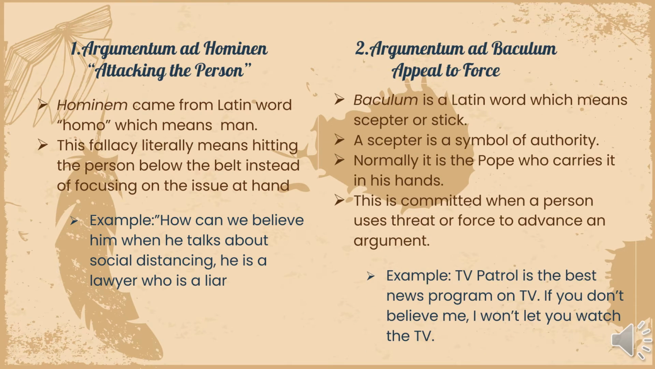Number 1 fallacy is argumentum ad hominem, or attacking the person. Hominem came from the Latin word homo, which means man. So this fallacy literally means hitting the person below the belt instead of focusing on the issue at hand. For example, how can we believe him when he talks about social distancing? He is a lawyer who is a liar.